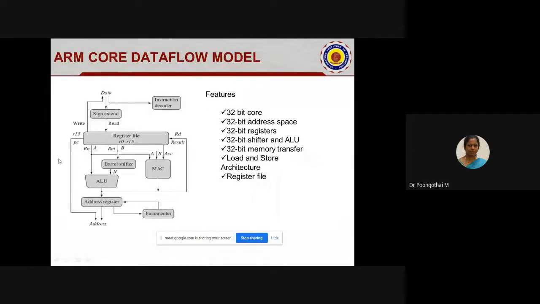So last class I have explained this ARM core data flow model. So what are the components in the ARM core data flow model? Barrel shifter, ALU. Okay. What is the purpose of barrel shifter? It shifts every bit of the data. Okay. So what is the difference between your RISC data flow and CISC data flow?